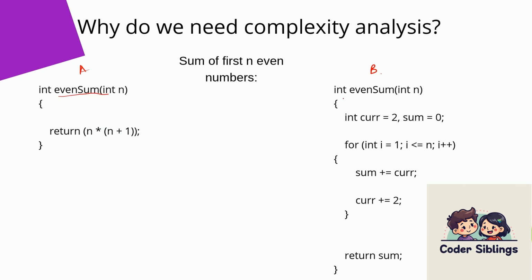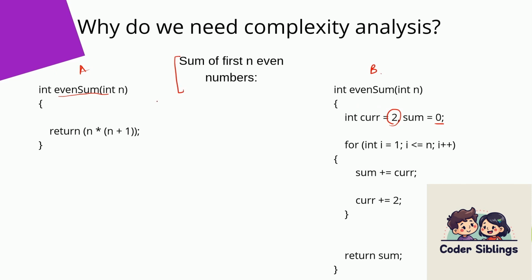and int evenSum(int n), where he defines the current value to be 2 and sum equal to 0. Then he runs the loop for int i = 1, i <= n, i++, then sum = sum + current value. So each time 2 will be incremented, and then the sum will be calculated for all even numbers. So these are two approaches for the same program. And now we need to analyze which of these two is a better approach.